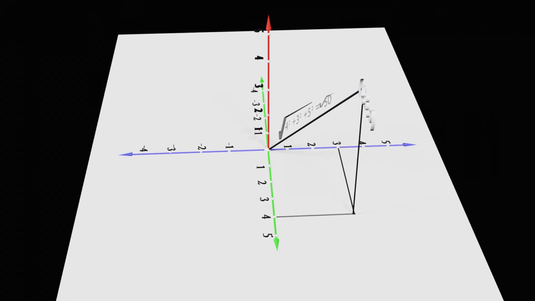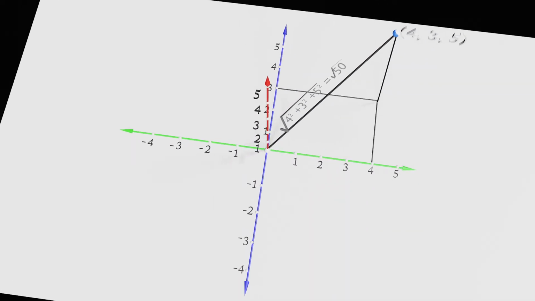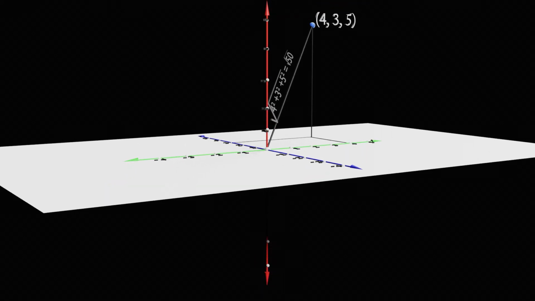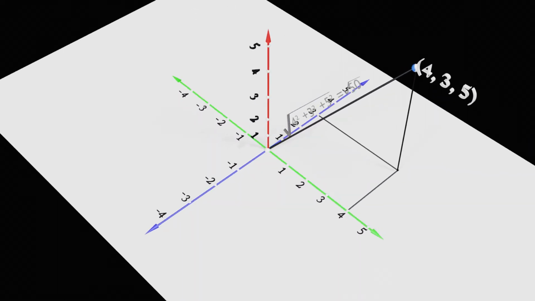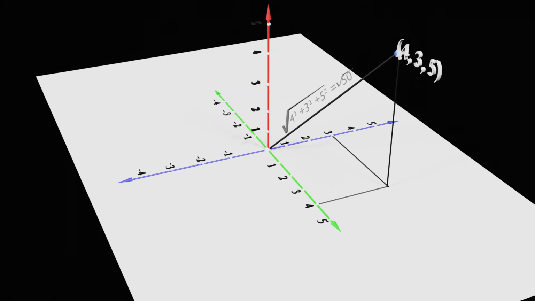Thus, we can determine the position of any point of an object in 3D space with respect to a reference point called origin. And the system we talked about in this video to represent the location of any point in 3D space is called the Cartesian coordinate system.